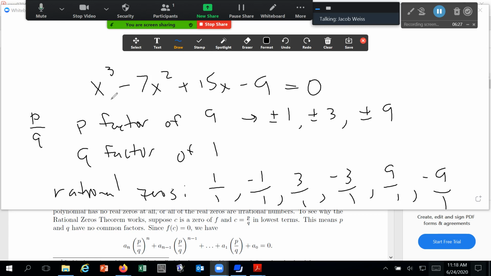Those are the only possibilities for a rational number that is a solution to this equation. So there are 1, 2, 3, 4, 5, 6 numbers we have to check, although we can actually stop if we get one. This one is going to happen pretty fast. So let's check these rational numbers.